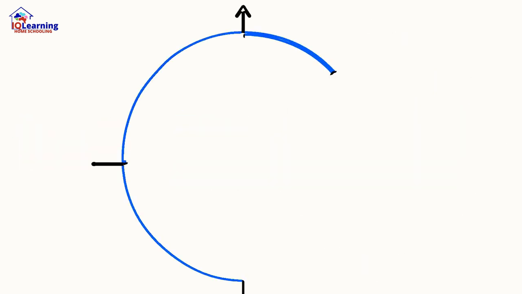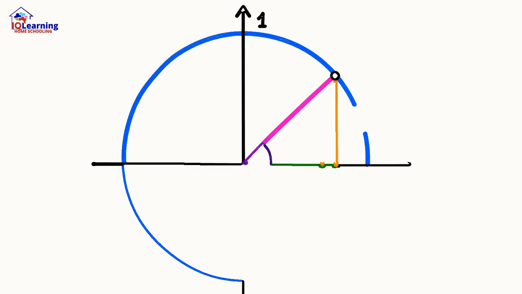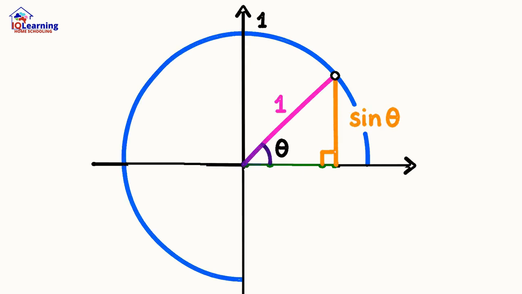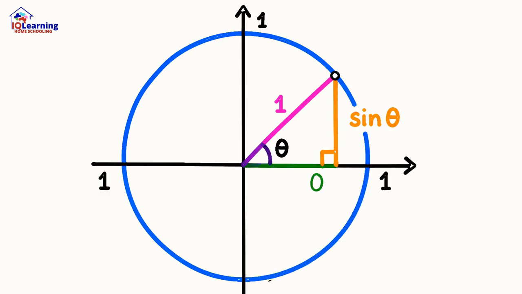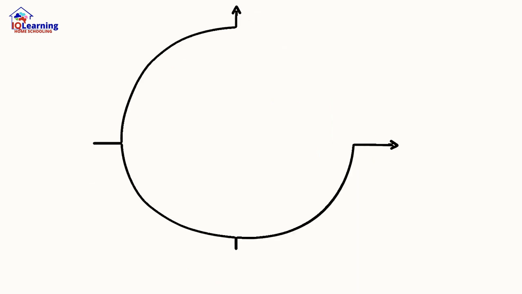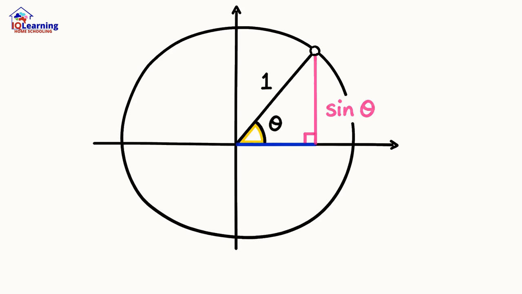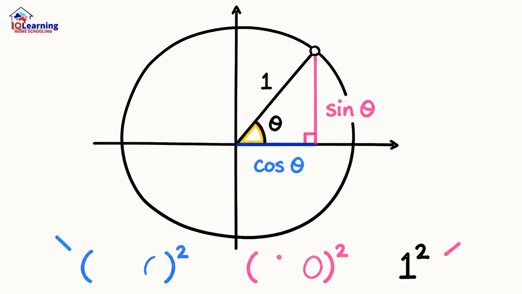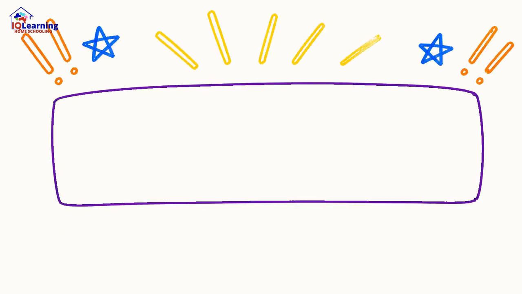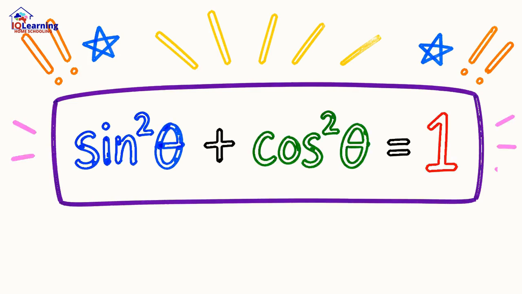The second and most famous is the Pythagorean identity. Picture that same unit circle with a right-angled triangle inside. The short sides are cosine theta and sine theta, and the hypotenuse is always 1. Pythagoras' theorem, a squared plus b squared equals c squared, becomes cosine squared theta plus sine squared theta equals 1 squared. And there you have it. Sine squared theta plus cosine squared theta equals 1.